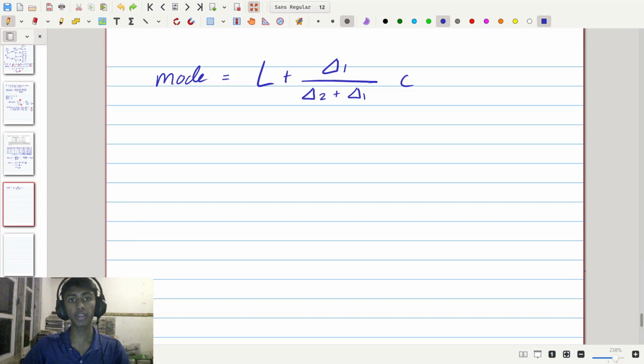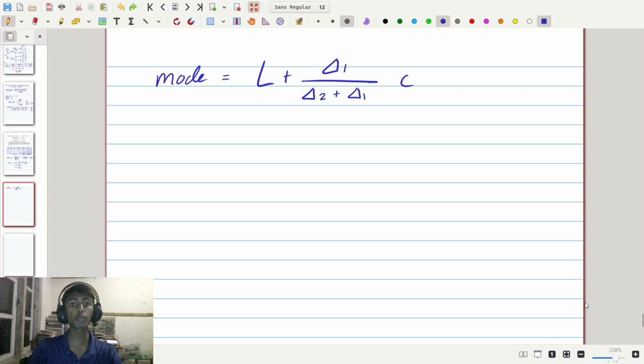Now in this formula, L is going to be the lower bound of the modal class, delta 1 is going to be the difference of the frequencies of the modal class and the class that is before the modal class, and delta 2 is going to be the difference of the frequencies of the modal class and the class that is above the modal class, and C is going to be the class interval.